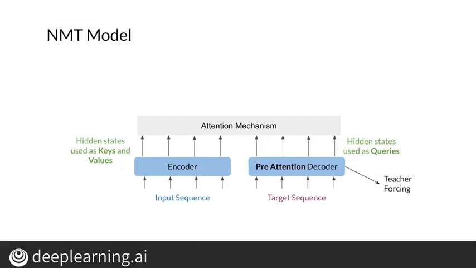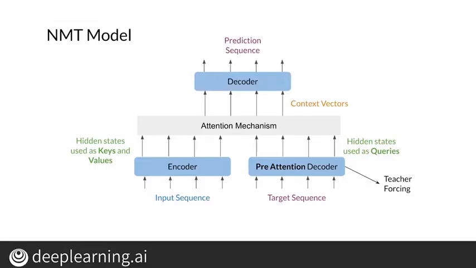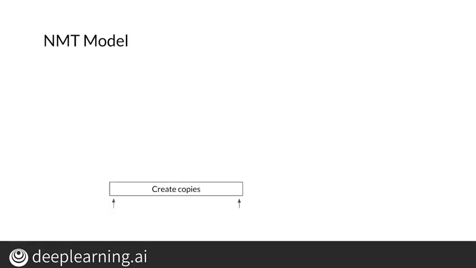You'll use the hidden states from the encoder as the keys and values, while those from the decoder are the queries. As you have seen in previous lectures, the attention mechanism will use these values to compute the context vectors. Finally, the post-attention decoder will use the context vectors as inputs to provide the predicted sequence. Now let's take a closer look at each piece of the model.